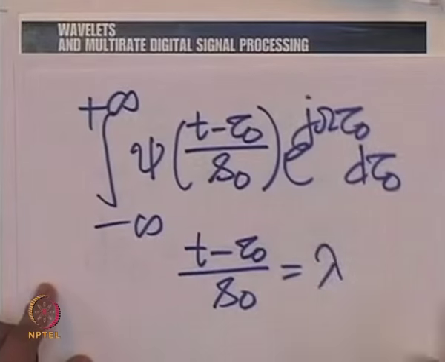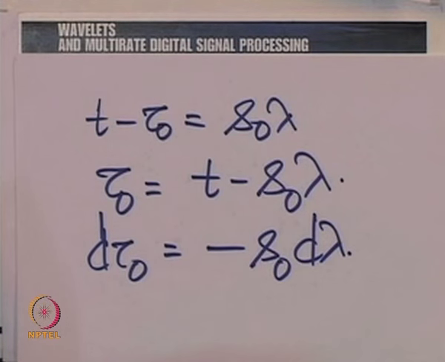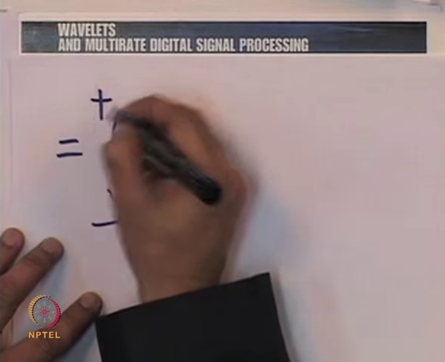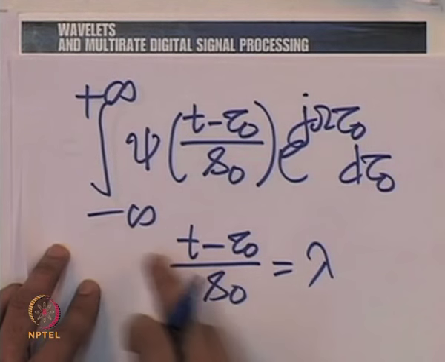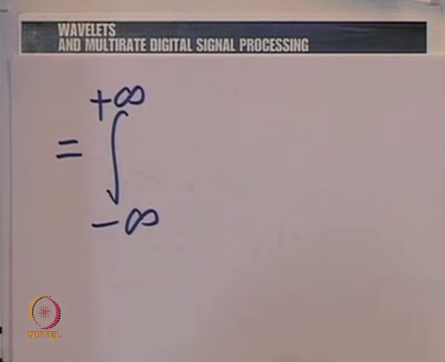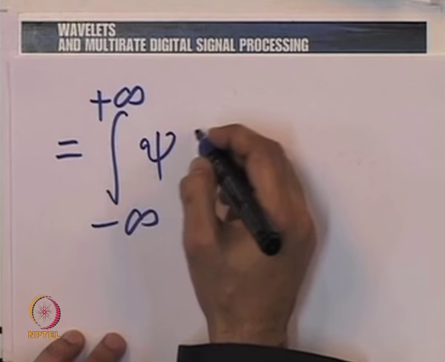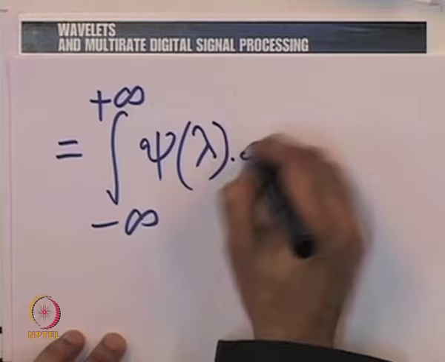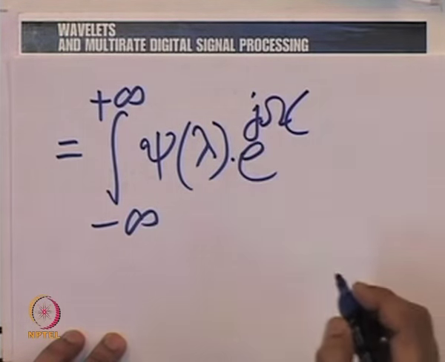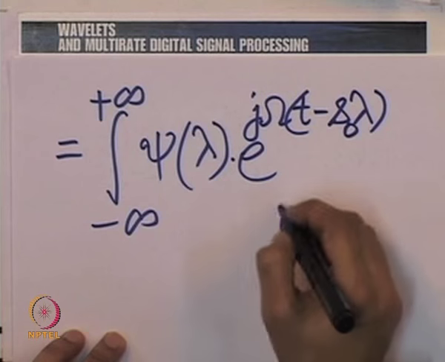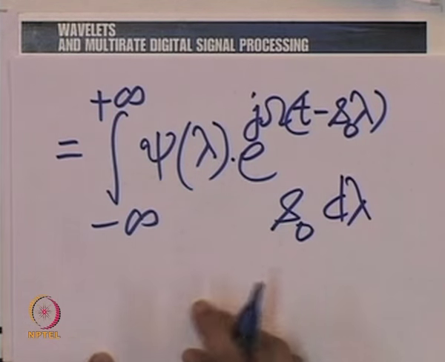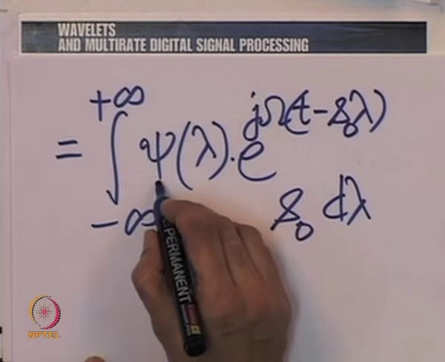And we can substitute that in this expression here. So this becomes equal to, and once again, if you look at the limits, when tau naught goes from minus to plus infinity, lambda goes from plus to minus infinity, but with that change of sign, again we can rewrite this in the following way. I am just skipping those steps: psi of lambda e raised to the power j omega times t minus s naught lambda. Minus s naught becomes plus s naught d lambda. And then we need only to isolate this part.